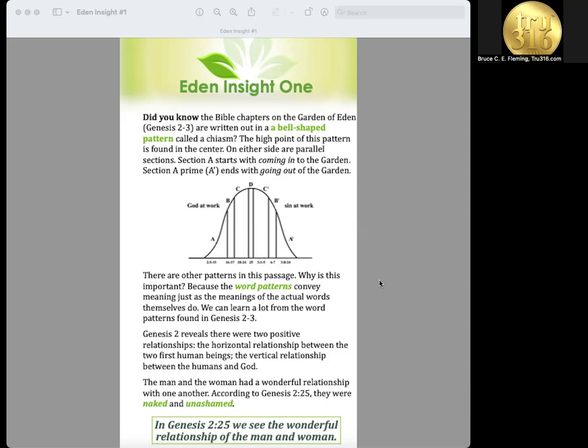In Genesis 2, we see that there were two positive relationships: the horizontal relationship between the two first human beings, and the vertical relationship between the two humans and God. The man and the woman had a wonderful relationship with one another. We learn about that in section C in the chiasm, or the rainbow pattern, where it talks about how God created the man and then God created the woman.